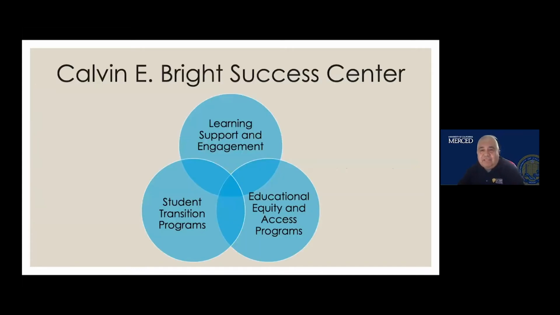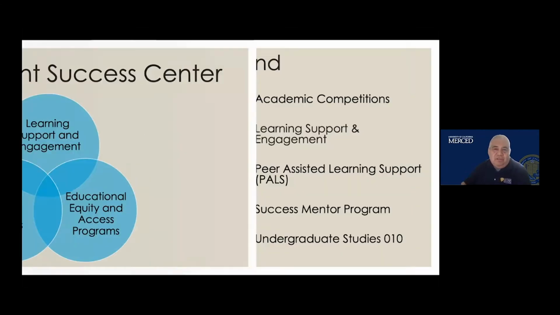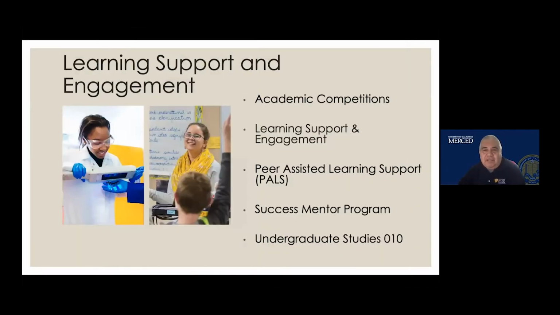The Calvin E. Bright Success Center is divided in 3 pillars: learning support and engagement, student transition programs, and educational equity and access programs. And now we'll go through each of the various programs that we offer in each of these pillars. So in our learning support and engagement pillar, there's academic competitions, peer-assisted learning support, as we call PALS, the success mentor program, and the Undergraduate Studies 10 course.